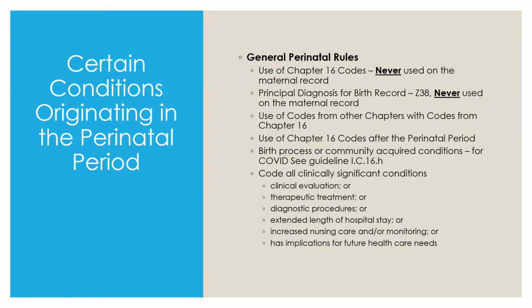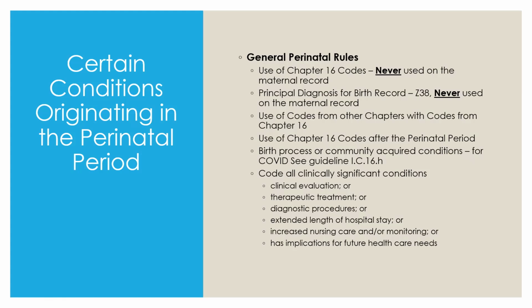We have a few general perinatal rules that we should cover first. Number one, use of Chapter 16 codes. Codes in this chapter are never for use on the maternal record. Codes from Chapter 15, the obstetric chapter, are never permitted on the newborn record. Chapter 16 codes may be used throughout the life of the patient if the condition is still present.